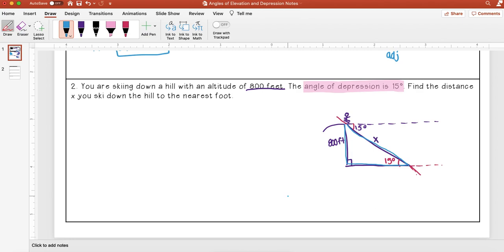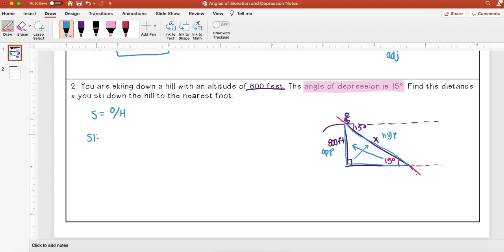So I need to label my sides. So first I'm going to label my opposite side. So I'm going to draw a line from my given angle. And so I see that the 800 is my opposite side. Now I need to figure out what my x is. Well, I see that my x is opposite of my right angle. So that means that this is my hypotenuse. So I'm given my opposite and my hypotenuse. So that means I want to use sine.